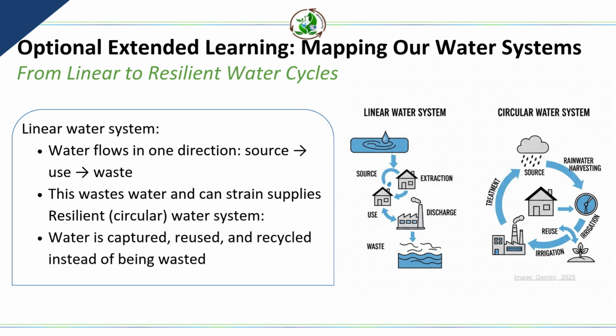Thinking in loops like this helps communities and farms manage water more reliably, especially during droughts or unpredictable rainfall. Can anyone think of an example of a circular water system they've seen, like graywater recycling or rainwater harvesting?